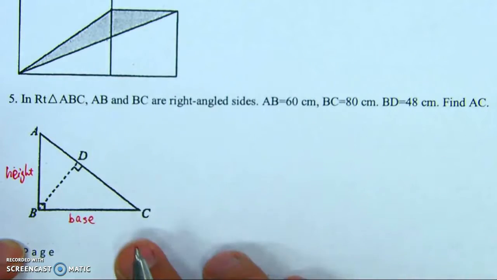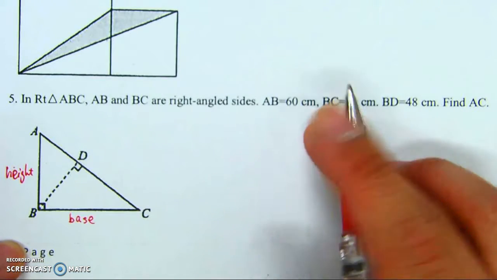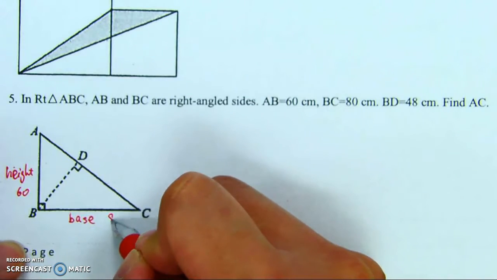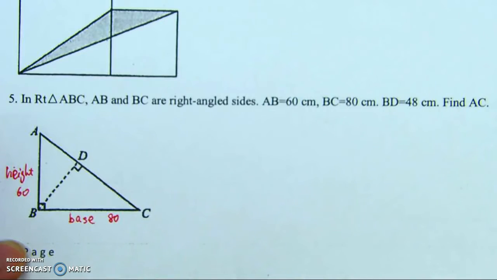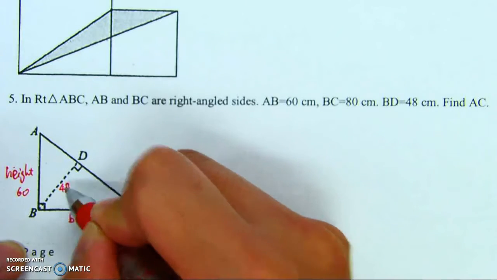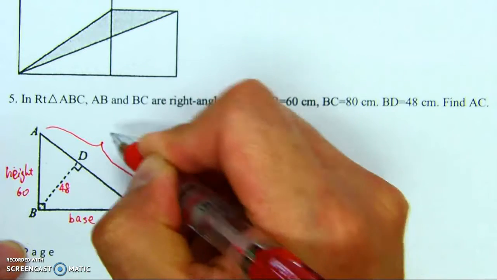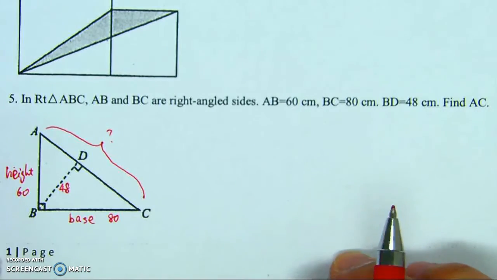Now, because the base is always perpendicular to the height. All right, so AB is 60, so we label that 60. And then BC is 80, so label that 80. And then BD is 48. And then you need to find the length of AC. So we label everything on the graph, and then you can think about that.